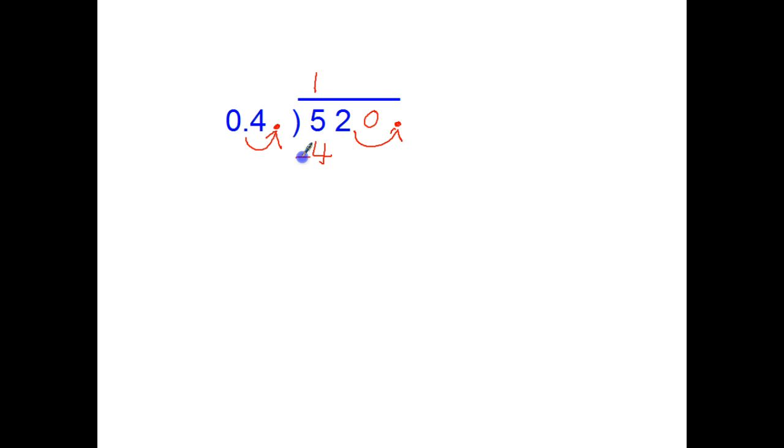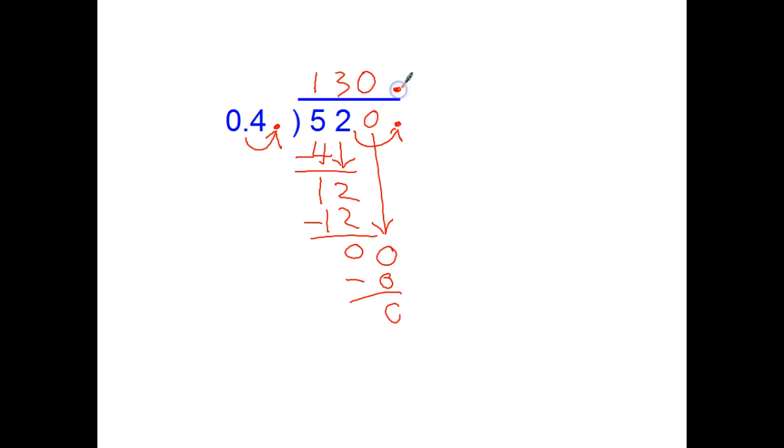There's 1, 4, and 5. When I subtract, I got a 1. Bring down my 2. How many 4s in 12? 3 of them. Subtract, I'm at nothing. I still got another 0 to bring down. How many 4s in 0? 0. Put my decimal point up there.